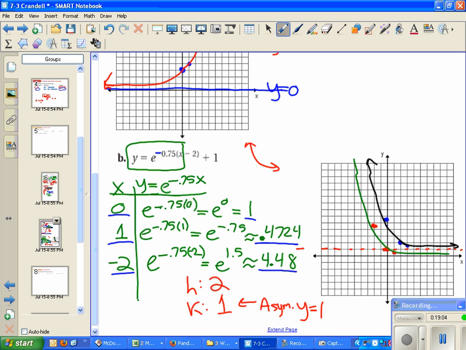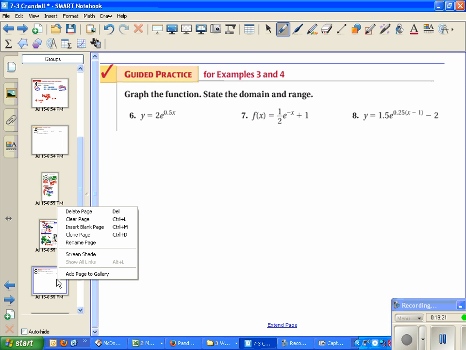Okay, you said domain and range, you are correct. So domain is all real numbers. Range is going to be greater than k, and k was equal to 1. Now we are officially done. All right. Again, if you have any questions, write them down and ask me tomorrow.